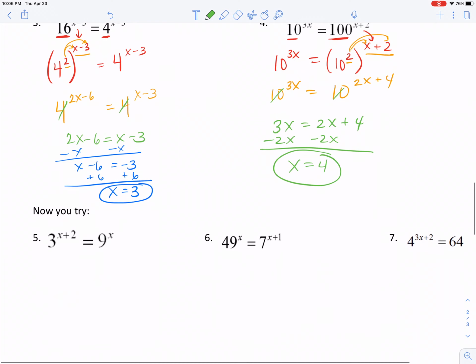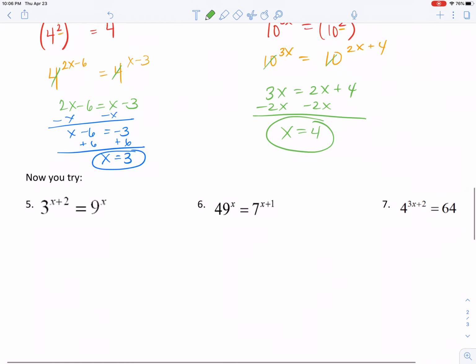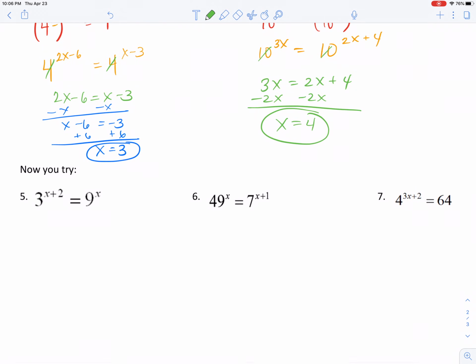So now I have 3 for you to try on your own. Okay, the first two are going to be very similar. Number 7, you might have to think a little bit more.